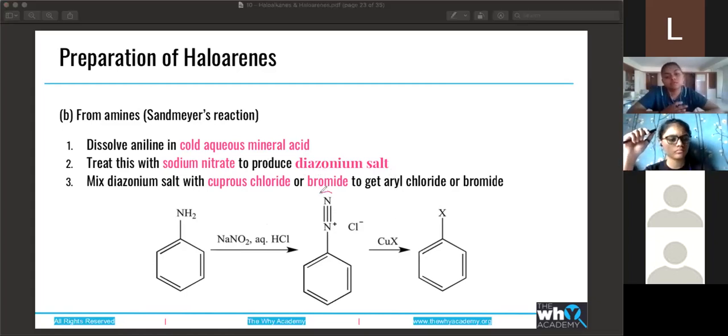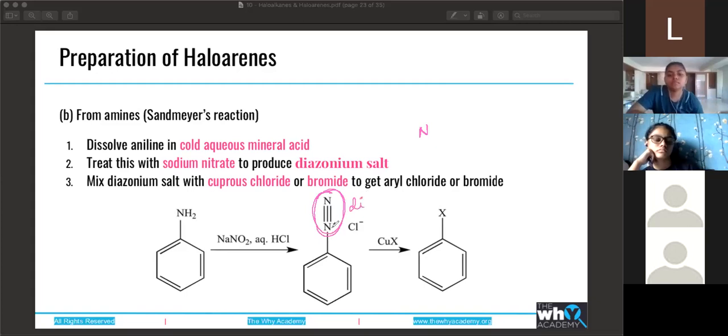Whenever you have nitrogen, it's basically an azo group, like you have azo dyes and all of that. So this N triple bond N with a positive charge over here is called a diazonium. If you have come across N triple bond N with a positive charge, this group indicates it's a diazonium salt. Two N groups, and it's positively charged, it's a cation. So this salt is called a diazonium salt.